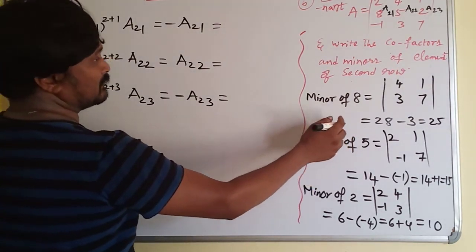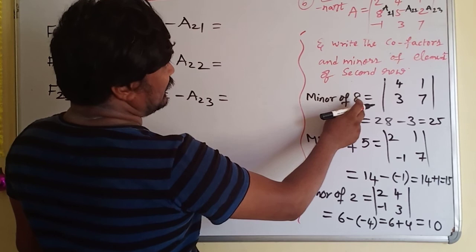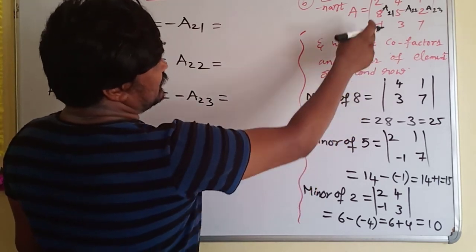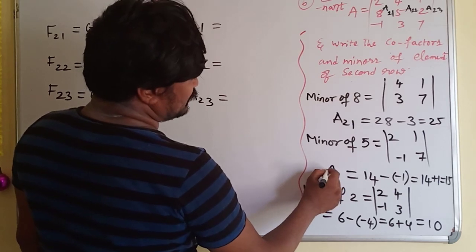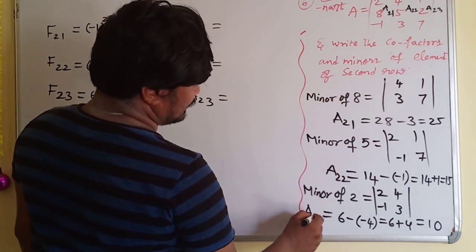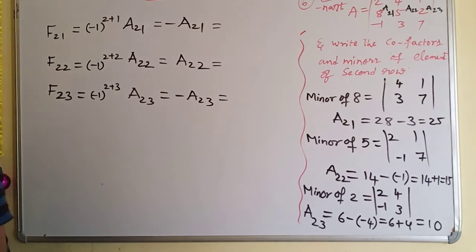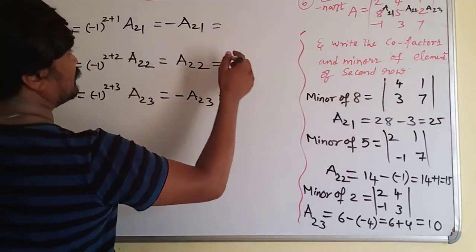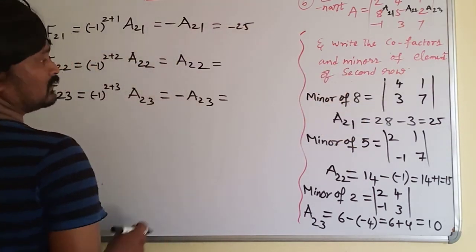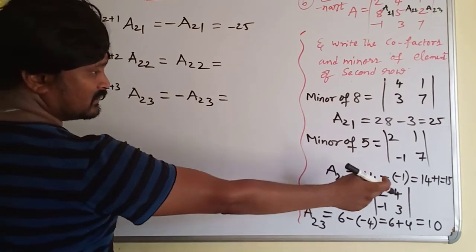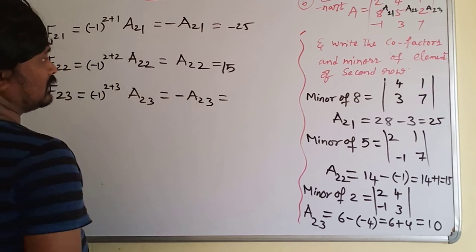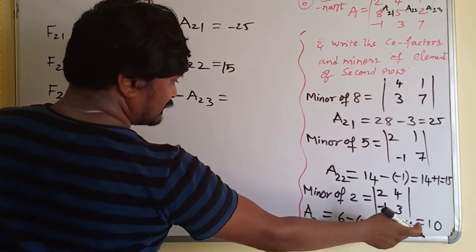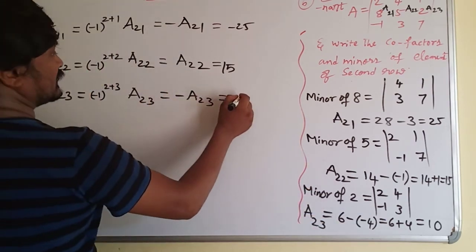A21 is nothing but the minor of 8, and the next one is A22, and the next one is A23. Just substitute those values. A21 means 25, so minus 25. A22 is nothing but 15, so 15 only. Next one, A23 is nothing but 10, so minus 10.